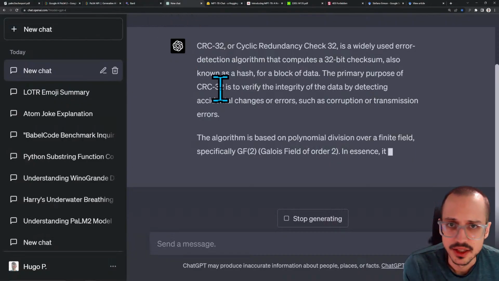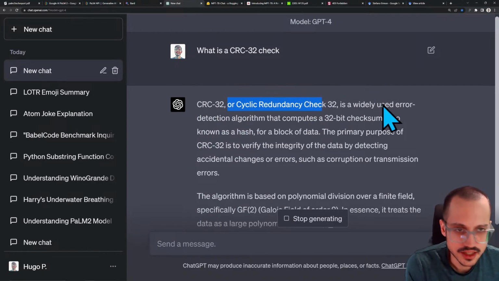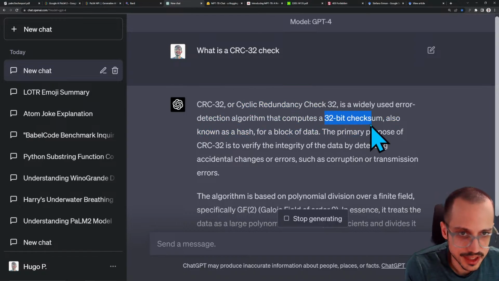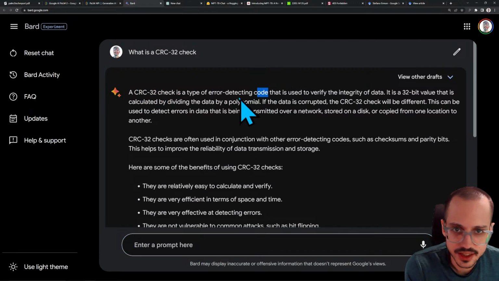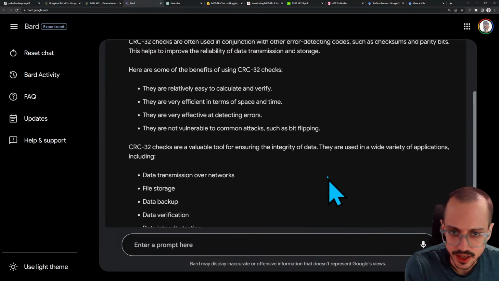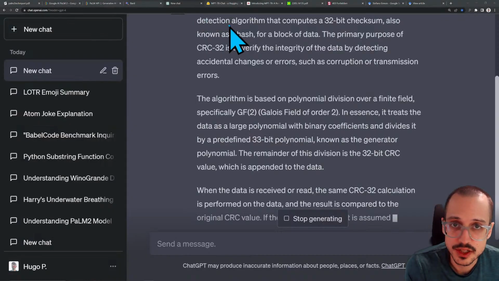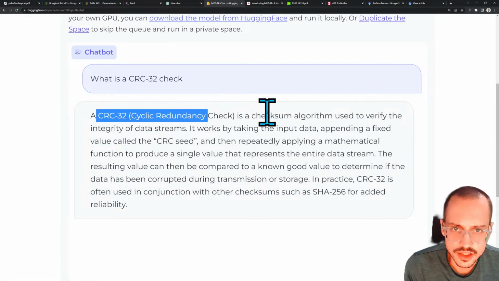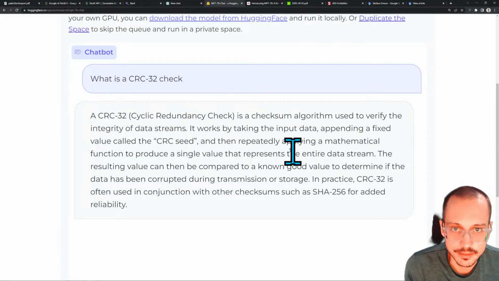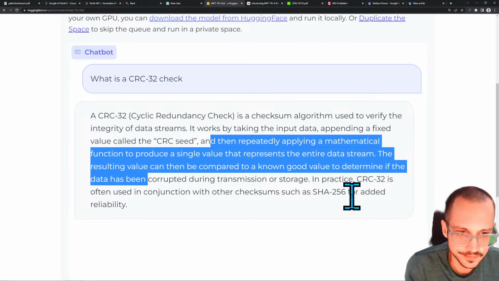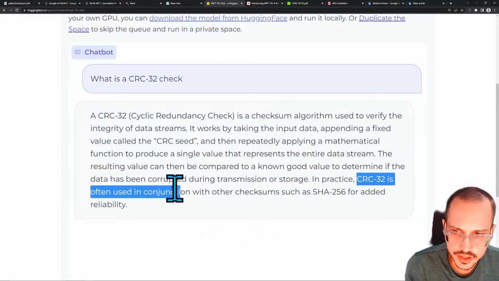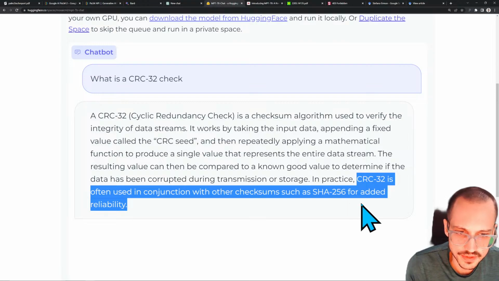All right, let's see. CRC32, cyclic redundancy check, is a widely used error detecting algorithm that computes a 32-bit checksum, also known as a hash, for a block of data. Okay. A CRC32 check is an error detecting code that is useful to verify the integrity of data. Okay, so this is some crypto kid situation going on here. CRC is a checksum algorithm used to verify the integrity of data streams. It works by taking the input data, appending a fixed value called the CRC seed, and then repeatedly applying a function. CRC32 is used in conjunction with other checksums such as SHA-256.